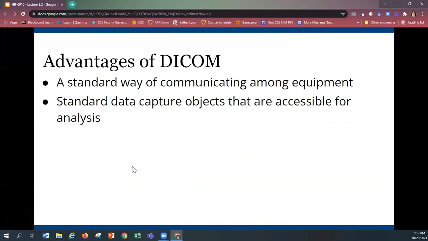So some of the advantages of DICOM: it's a standard way of communicating among equipment and standard data capture objects that are accessible for analysis. So it captures standardized data, right, that are accessible for analysis down the road.